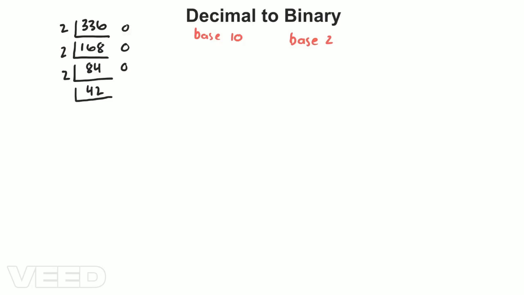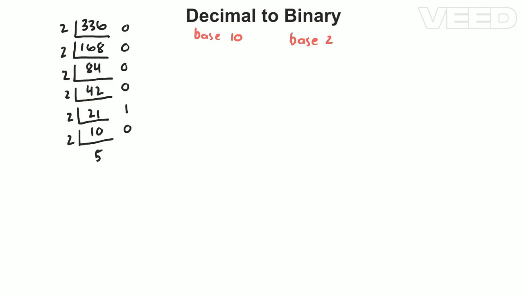And you're going to want to divide until you can't divide anymore. So 42 divided by 2 gives me 21 with a remainder of 0. 21 divided by 2 will give me 10 with a remainder of 1. 10 divided by 2 will give me 5 with a remainder of 0. And 5 divided by 2 will give me 2 with a remainder of 1.